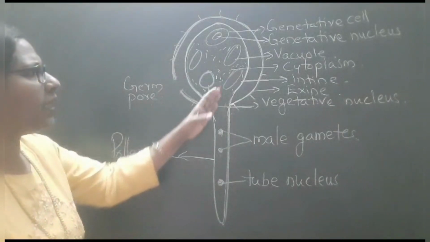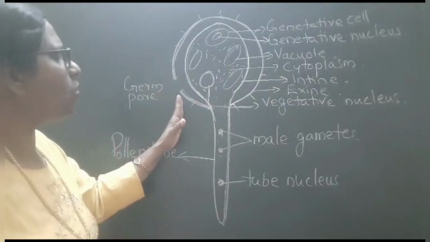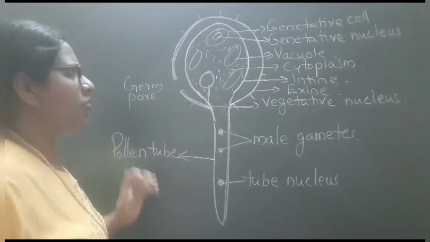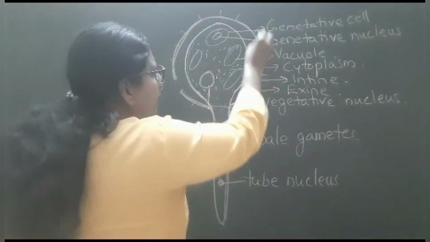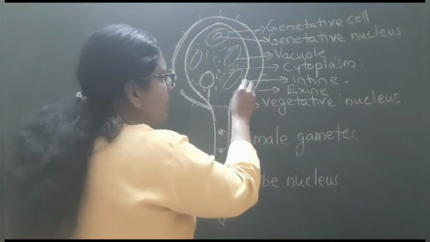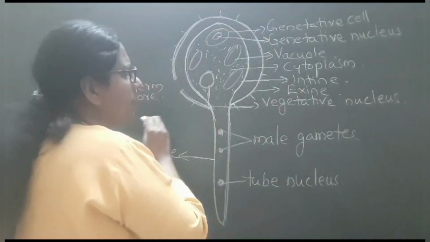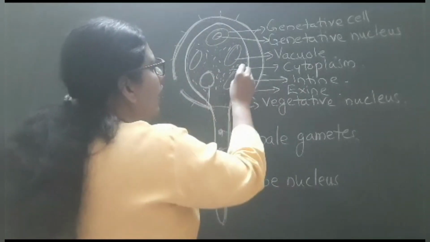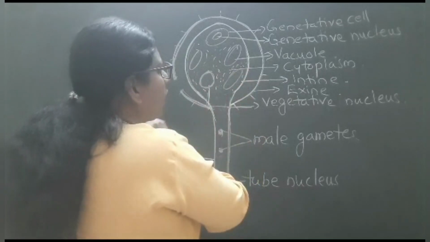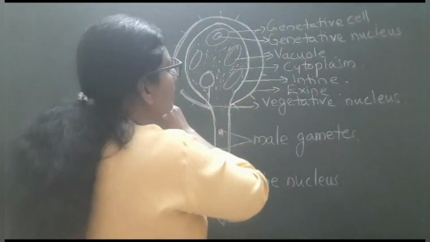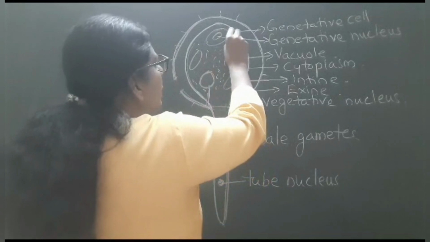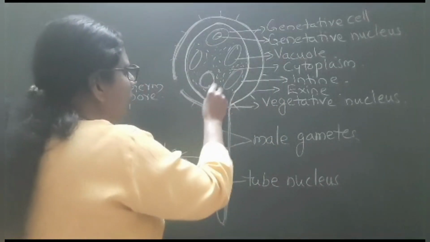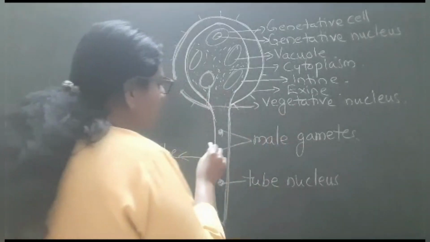I want all of you to pay attention here. This is how a pollen grain looks after pollination. The outer layer is called exine, the inner layer is called intine. Then there is cytoplasm inside, and then there are three vacuoles, and then the genitative cell which has the genitative nucleus. Then there is a vegetative nucleus.